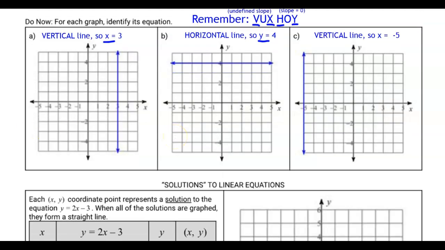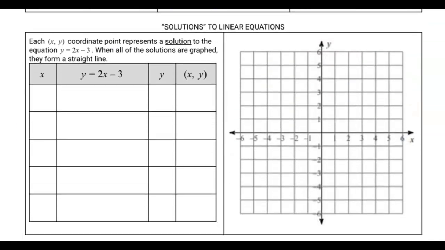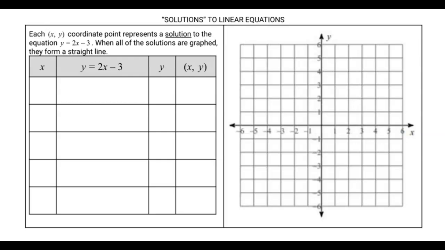The next part says solutions to linear equations. We're going to be taking a look at the solutions and what that means for the graph. Now keep in mind that every time we make a graph, we're identifying several coordinate points. Right? We're putting points on the graph and then connecting those points to make a line. Each of the points represents one solution to the equation.